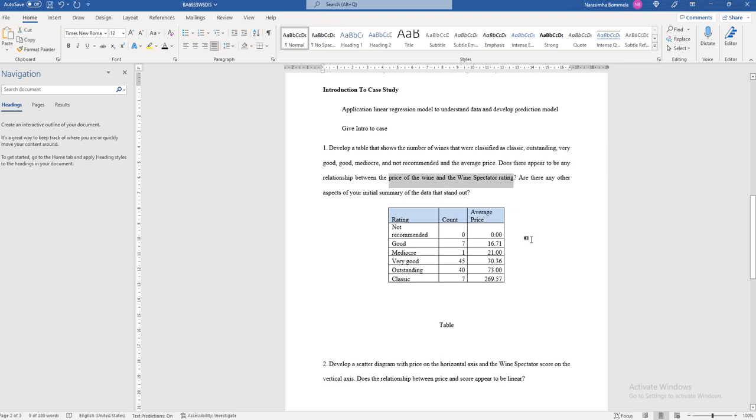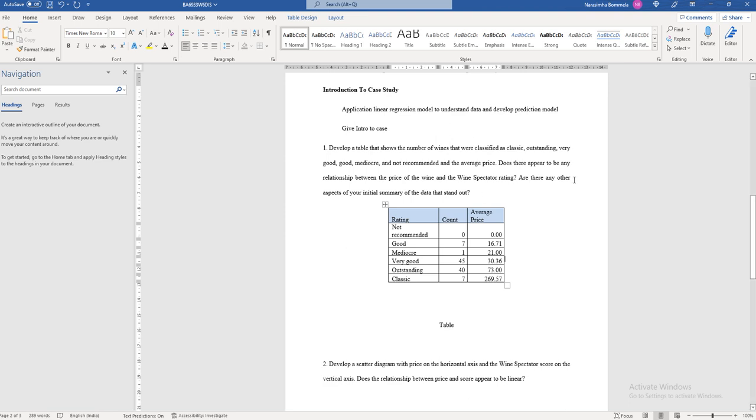You can see that this is the Wine Spectator rating and this is the average price. If you cross check, as the spectator rating is increasing, the average price of wine is also increasing. It clearly says that as the quality rating of wine is increasing, the average price related to it is increasing. You can give some additional data related to that. When the quality is increasing, the cost and price are increasing, and you can give some good explanation also. You can write your own content.